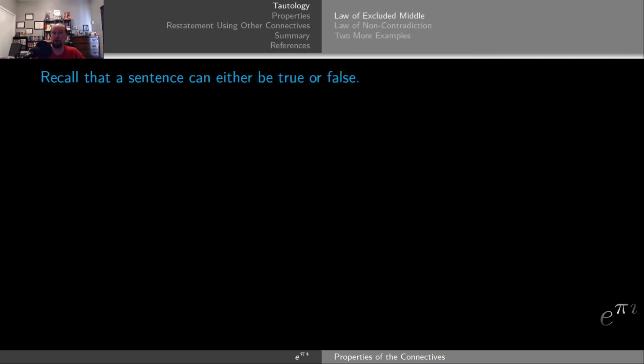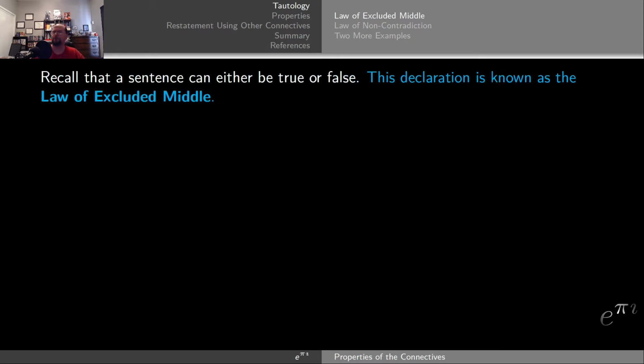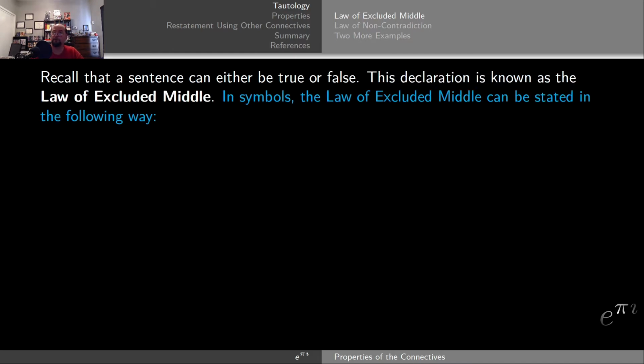To motivate tautology, let's start with a good example. Recall that a sentence can be either true or false. This declaration is actually known as the law of excluded middle, and in symbols, the law of excluded middle can be stated in the following way. That is, P disjunction negation P. That is, either P is true or P is not true. That is, P would be false.